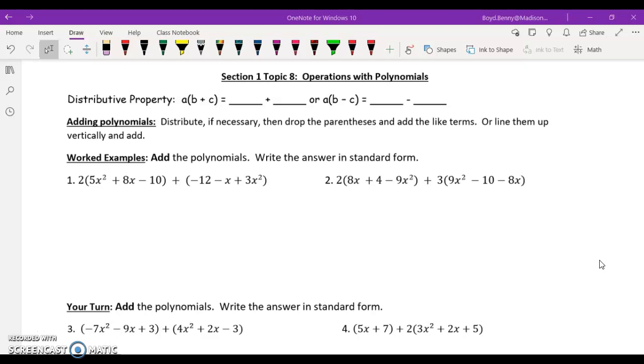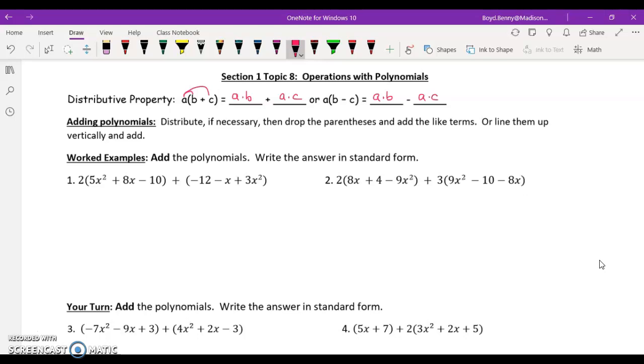So to begin with, we want to look at a review of the distributive property. And just to remind you guys, distributive property means that we're going to take the number outside the parentheses and distribute it, or multiply it, by everything inside the parentheses. So this would give us a result of A times B plus A times C. Or if it's a subtraction problem inside the parentheses, then it would be A times B minus A times C.